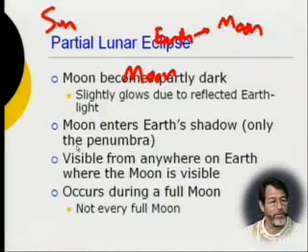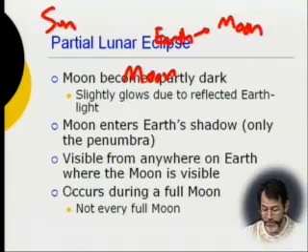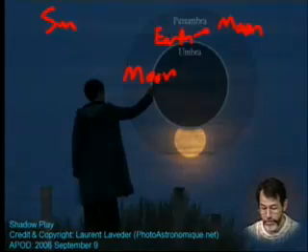Again, partial lunar eclipses are even more common, where only part of the moon is blocked out. And these also don't occur every full moon. So that will occur possibly every year or more commonly.